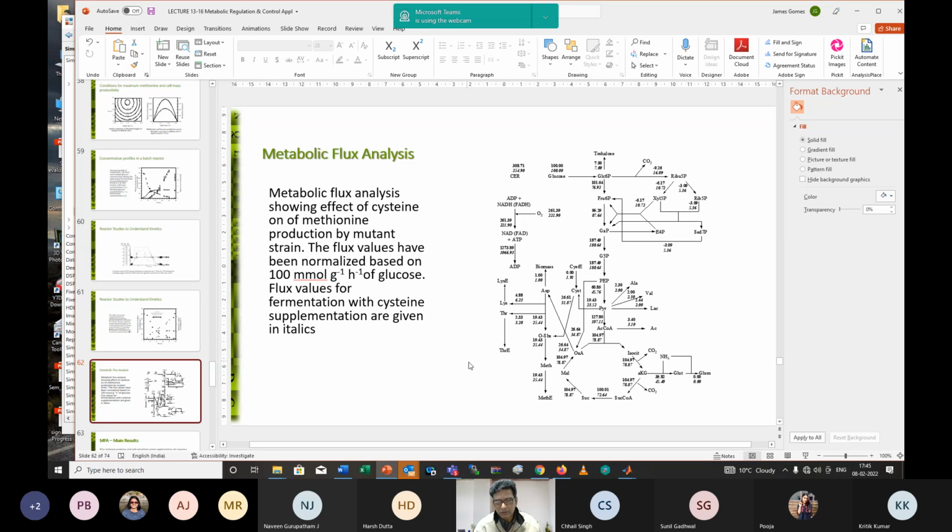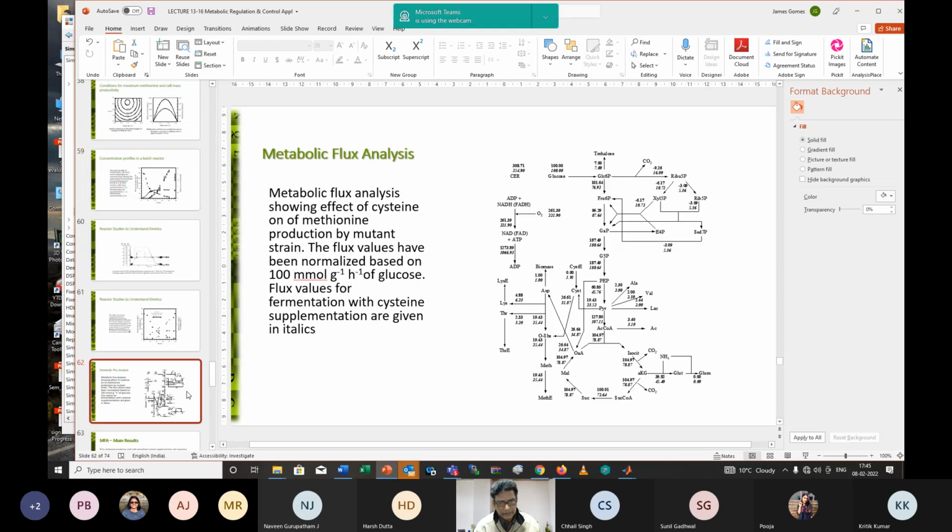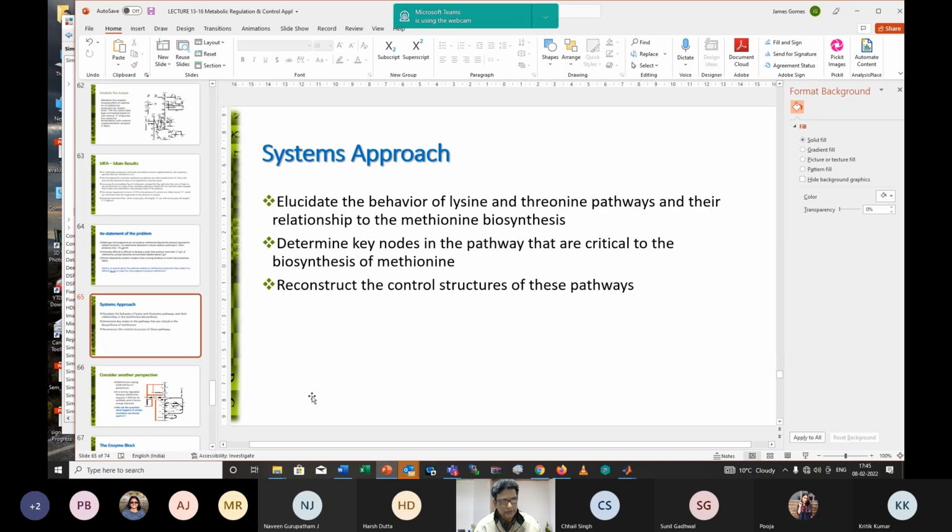Can we find out some way of explaining this difference that is occurring between the prediction that I'm making from the flux map and my actual experiment that I see here, where I'm getting about 2.3 grams per liter as a maximum amount of methionine? Okay, so that is the question that I'm trying to answer.